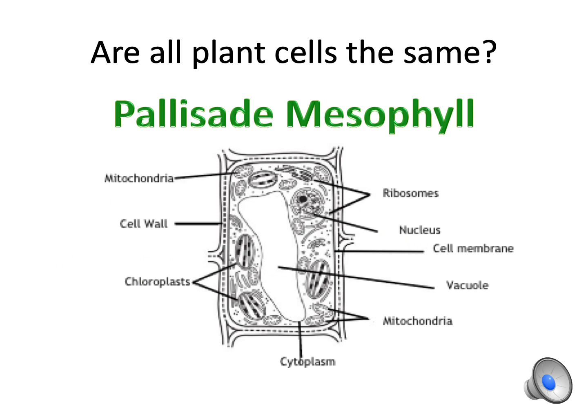You can see here that this palisade mesophyll cell is the exact same cell that we've been studying so far. It contains all of these organelles that we've mentioned, but most importantly, it includes chloroplast.